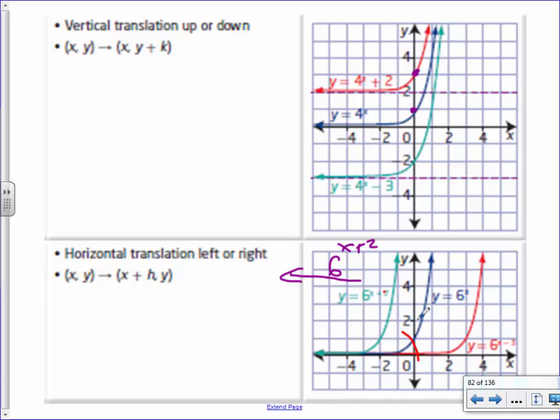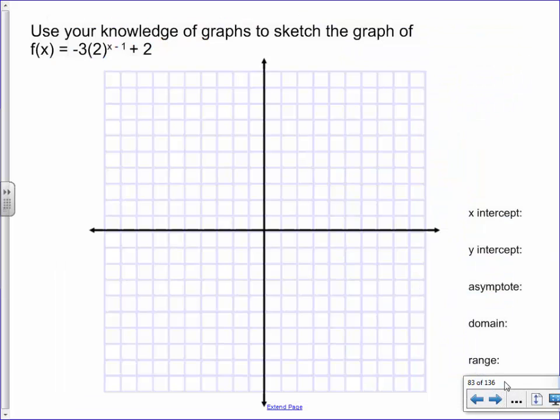So, I've achieved more or less my goal. I've talked to you about how exponential graphs work. Now let's see that you guys can figure out what this will look like without using your calculator. So, where do I start?